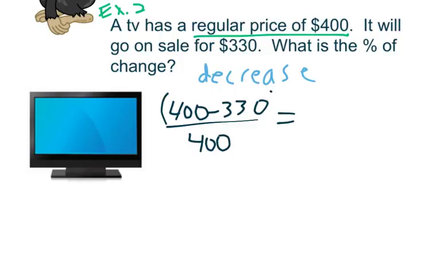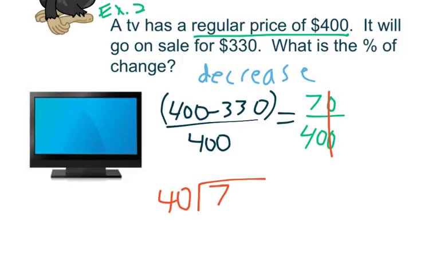I'm going to simplify that top first, so I put that in parentheses, and 400 minus 330 is 70 over 400. And before I start dividing, I see right away if I divide by 10, that just gets rid of my zeros. So it's really just 7 over 40. I can't simplify that anymore, so I'm going to go ahead and do long division. So 7 divided by 40. Remember, you say it forwards, but you write it backwards.